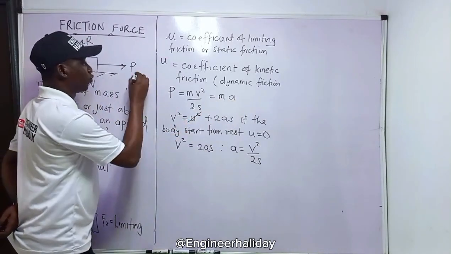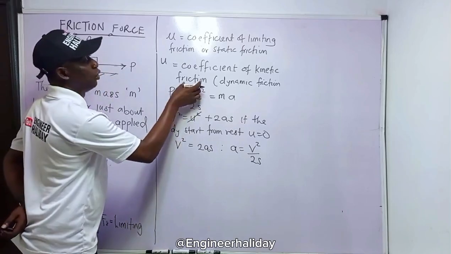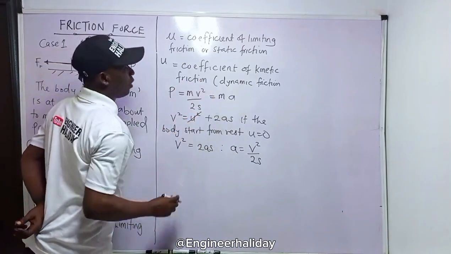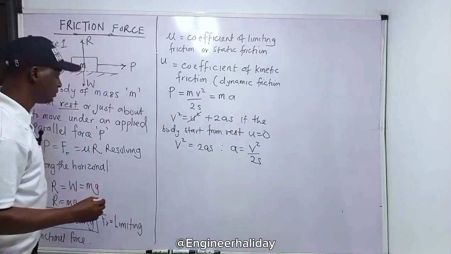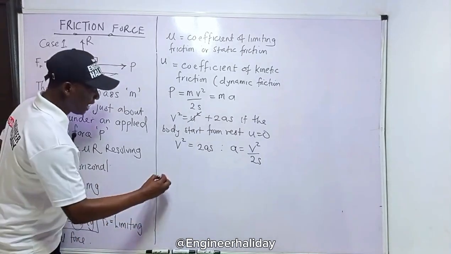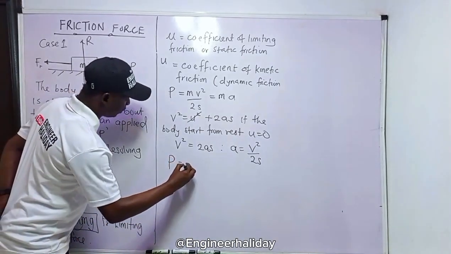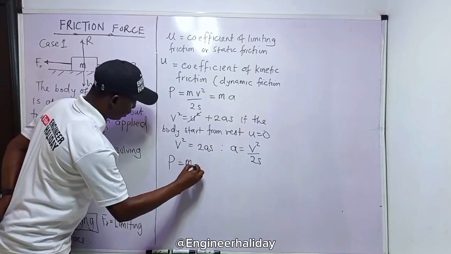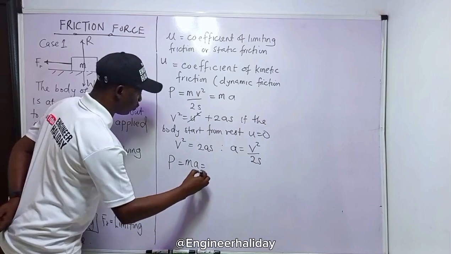And the applied force will become dynamic when the body has a coefficient of kinetic friction. That means, if this is the coefficient of kinetic friction, therefore our P will now be equal to ma, or it will now be equal to what?